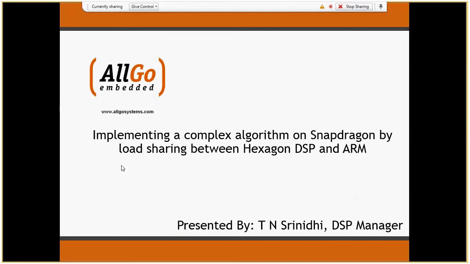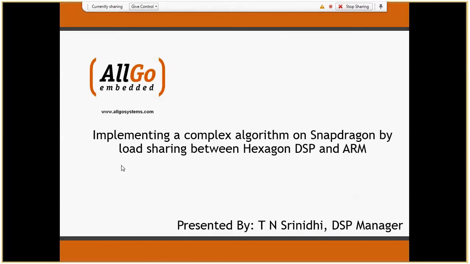Before we get into the presentation, we would like to mention that we have been working on Hexagon DSP for the past 2 years, and we have been associated with audio codec optimization and development on the Hexagon DSP. We have also developed good expertise in developing various algorithms on QDSP. So we thought it would be good to give a webinar on this topic.